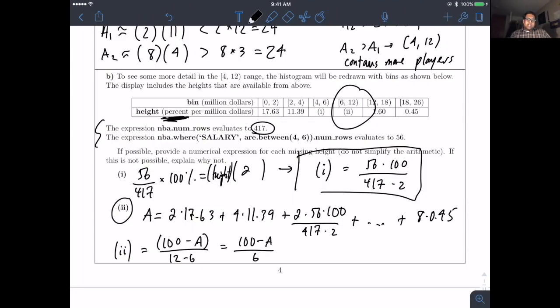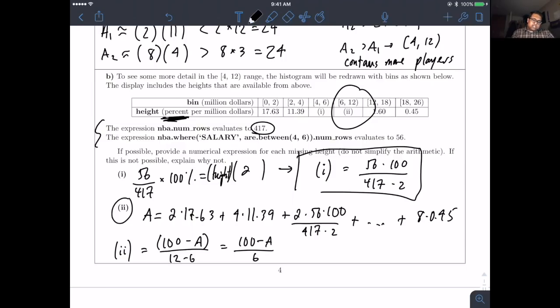Right, because we know all the area sums to 100, so 100 minus A will be the proportion or the area of this bar, but since we want the height and not just the proportion, we need to divide by the width, because like we had before, height times width is equal to area. So we need to consider both parameters. So hopefully that makes a little sense.